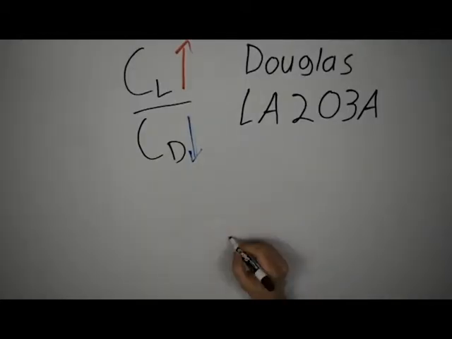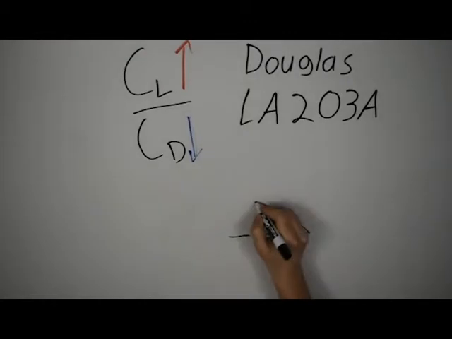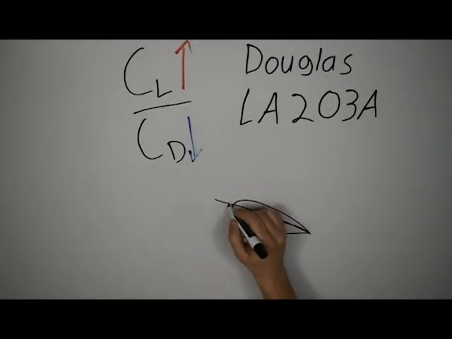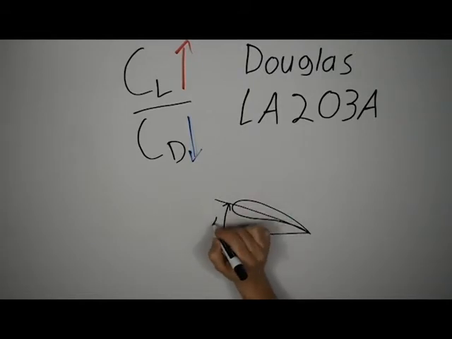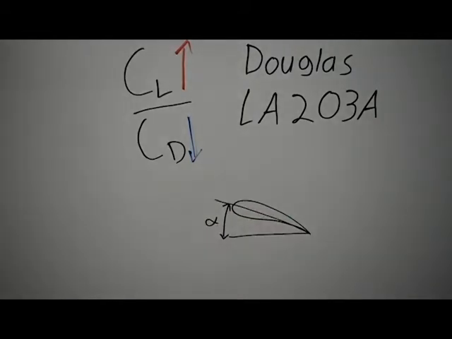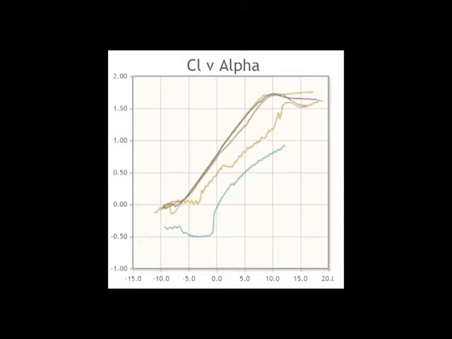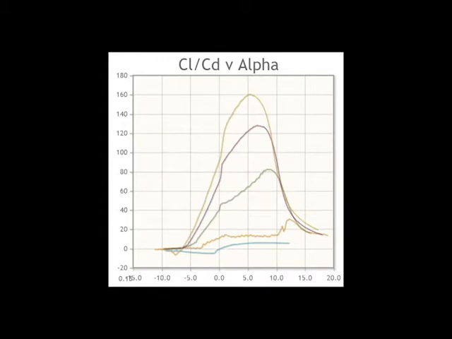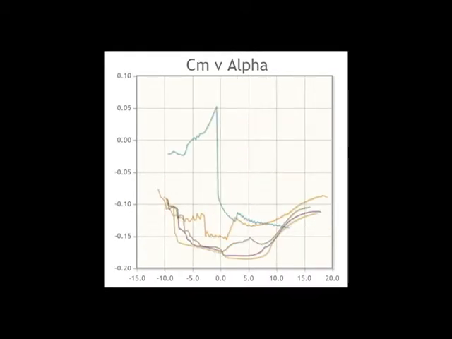If you draw a line from the leading edge to the trailing edge of your airfoil, this is the chord line, and the angle between that and your horizontal is your angle of attack, which is represented by alpha. So on Airfoil Tools, you look at all of these plots that they provide with things like coefficient of lift versus alpha, coefficient of drag versus alpha, ratio of lift to drag versus alpha, and a few other plots.